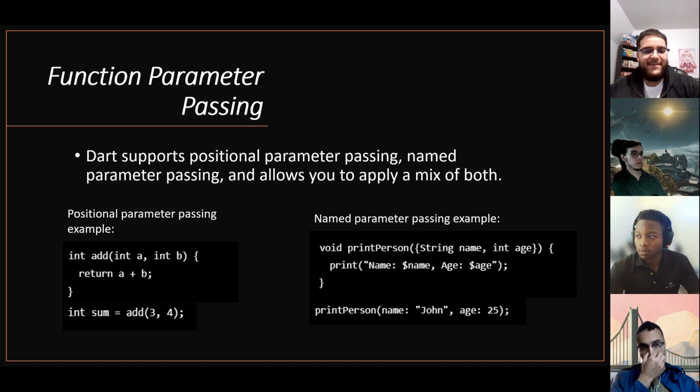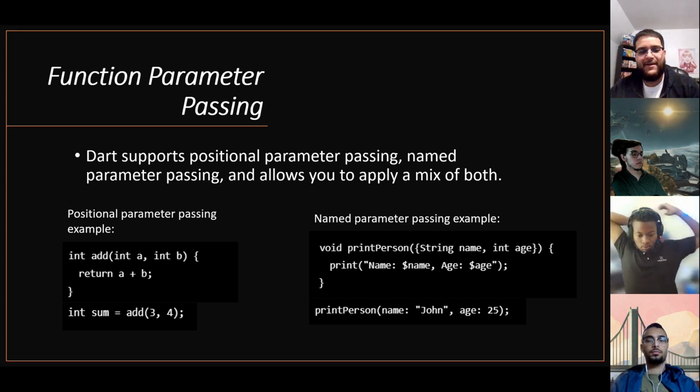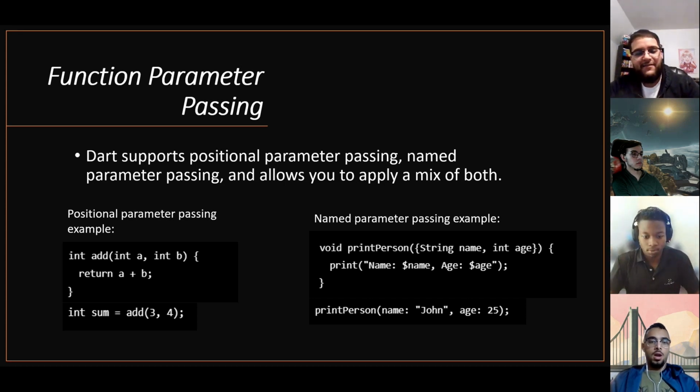For function parameter passing, Dart supports positional parameter passing and named parameter passing. And with this, you can combine the two and mix them as you'd like. So we have 2 examples here. The one on the left shows the positional parameter passing. It has a definition for an int add function. We're just adding 2 numbers and returning it from the function. And so in the function call under it, you can see that you're just placing the values as you'd like in the function. You have 3 and 4. They just correspond to whatever position you put them in.